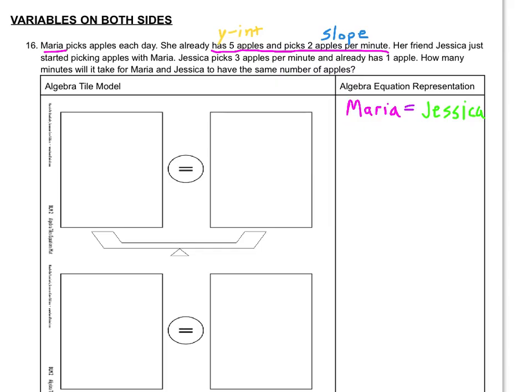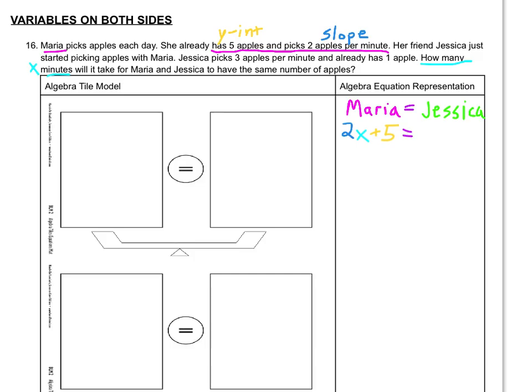And of course our variable is how many minutes will it take them. So x is our minutes. Try setting up what it would look like then for the Maria side. 2 apples per minute times the number of minutes, and our apples, what would that look like? We should have 2x plus 5. We want that to be equal to Jessica's.